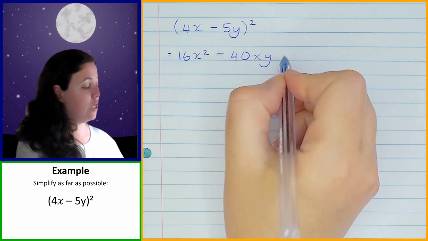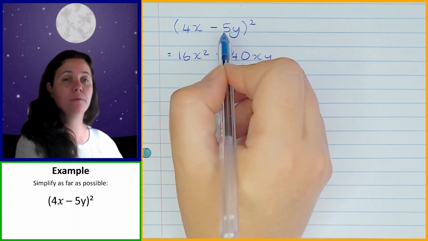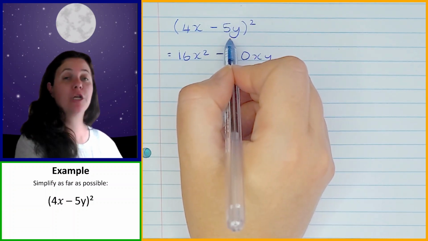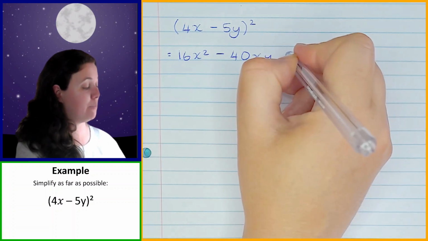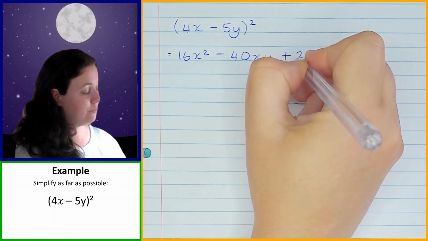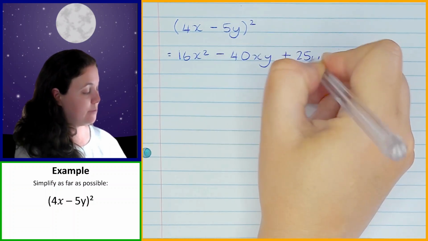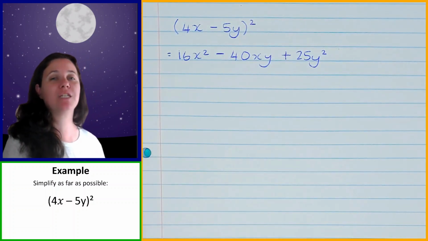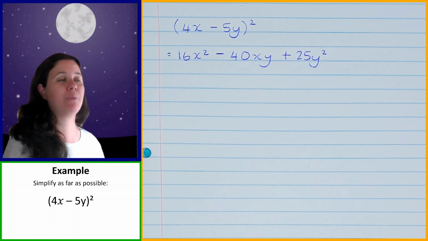And then for my last term, I'm going to take the second term in my bracket and square it. And that will always give me a positive answer. So it's going to be plus, then 5 squared is 25, and then y squared. So that's what you should get when you square 4x minus 5y.